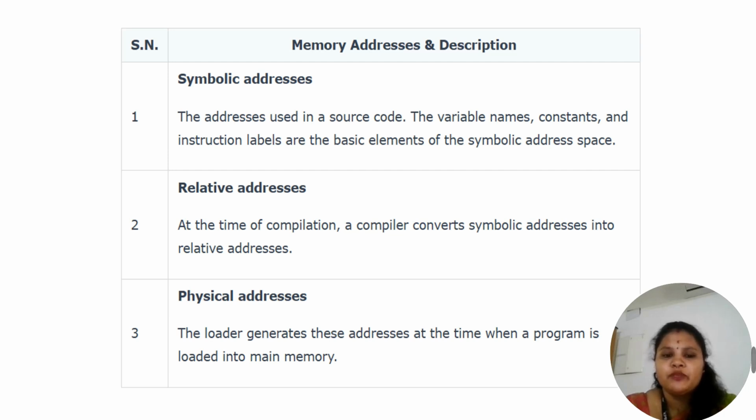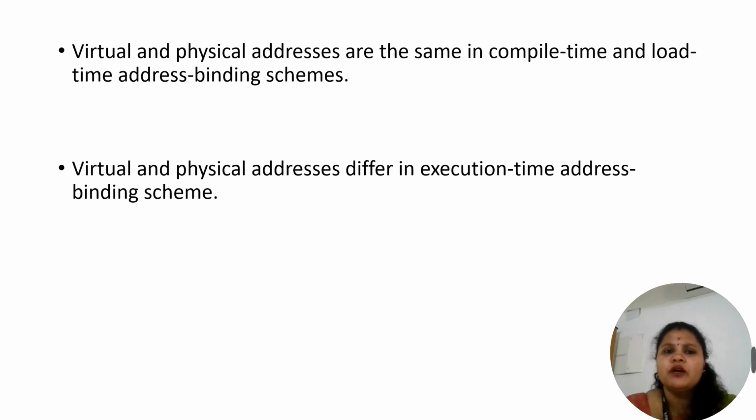Next comes the relative address space. These are used at the time of compilation. Here, your compiler converts your symbolic addresses into relative addresses. Next come the physical addresses. Here, the loader generates these addresses at execution time, when your program is executed and loaded into main memory. Virtual and physical addresses are the same at compile time and load time address binding schemes, and virtual and physical addresses differ in execution time address binding schemes.